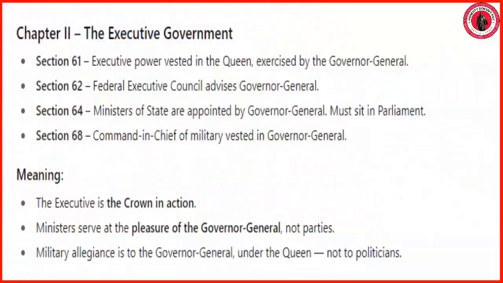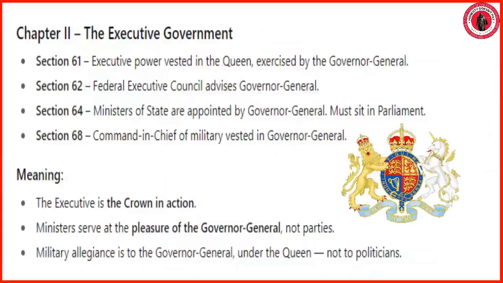Chapter 2, the Executive Government. Section 61, executive power vested in the Queen, exercised by the Governor-General. Section 62, Federal Executive Council advises Governor-General. Section 64, Ministers of State are appointed by Governor-General, must sit in Parliament. Section 68, Command-in-Chief of Military vested in Governor-General. Meaning, the executive is the Crown in action. Ministers serve at the pleasure of the Governor-General, not parties. Military allegiance is to the Governor-General under the Queen, not to politicians.